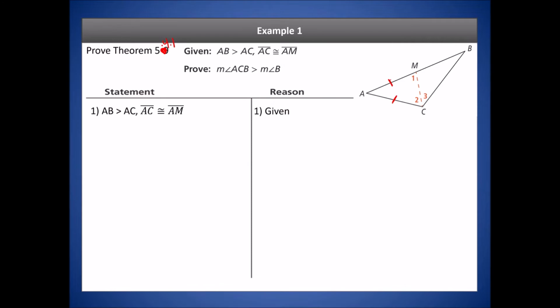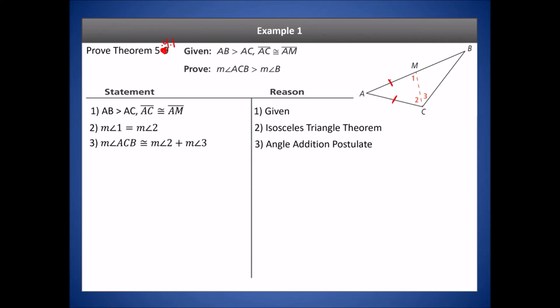So the first thing that we're going to do after the given statement is realize that because AM is congruent to AC, we have here an isosceles triangle. And because we have an isosceles triangle, we can use the isosceles triangle theorem, which states that if these two sides are the same, the opposite angles are the same. Therefore, the measure of angle 1 is equal to the measure of angle 2, given by the isosceles triangle theorem.